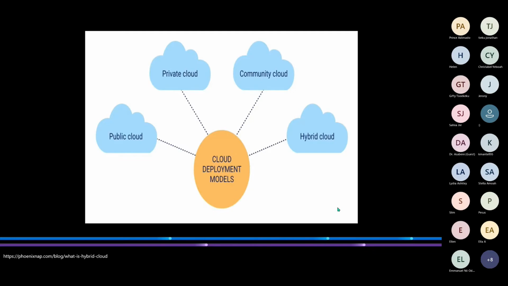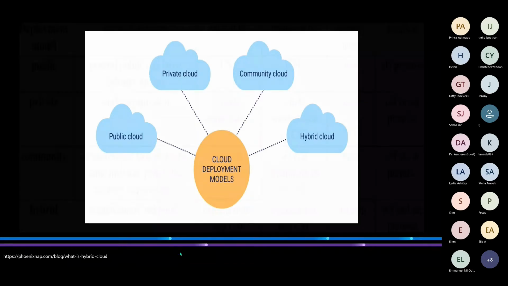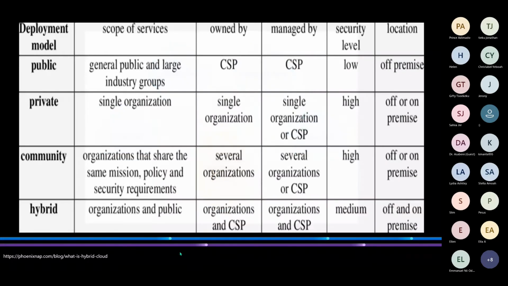To understand this better, we have a table which will break down everything that we've discussed so far for us. So these are the deployment models: the public, private, community, and then the hybrid, right? Now the scope of services would be the people that will benefit from this, who owns it, who manages it, also the level of security, and then the location.